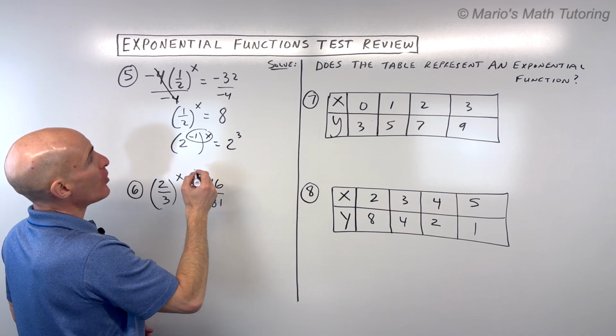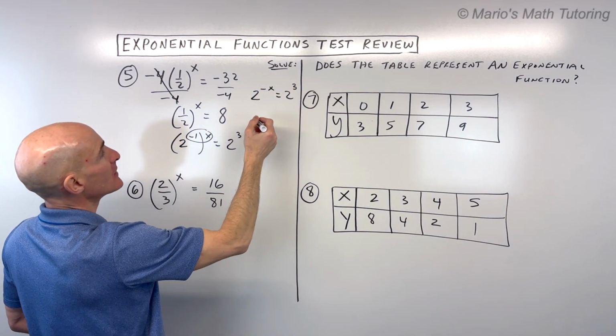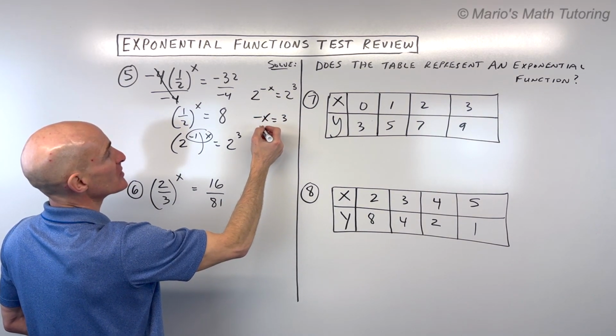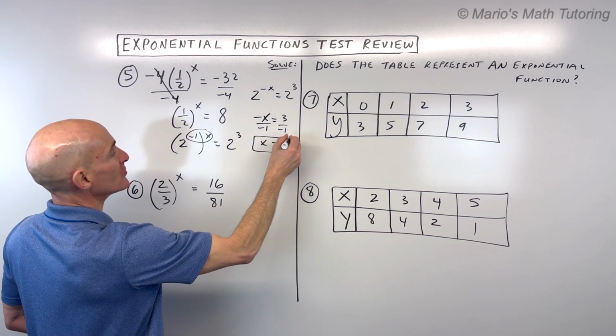Power to a power, you multiply, so this would be like 2 to the negative x equals 2 to the 3rd. Now that we have the same base, we can set the powers equal. So negative x equals 3, divide both sides by negative 1, x is equal to negative 3.